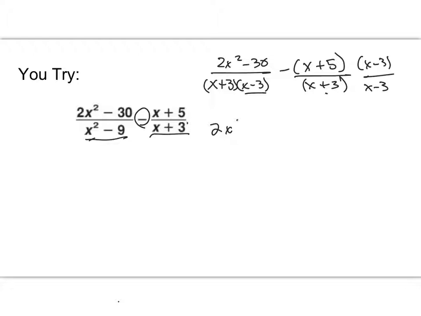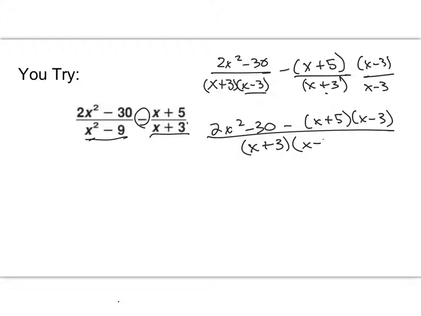We get 2x squared minus 30 minus x plus 5 times x minus 3. And all of that is over x plus 3 times x minus 3. All right, let's go ahead and FOIL out the right-hand side of that numerator.